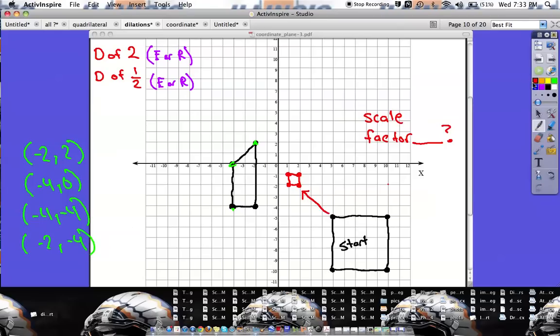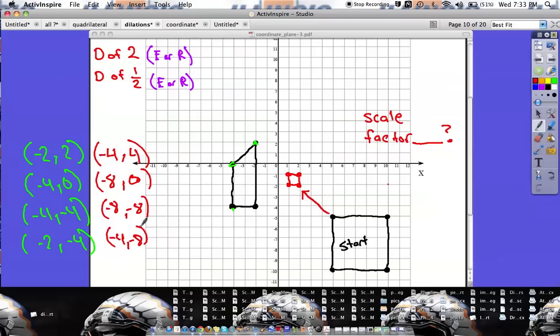Let's do the dilation of 2, which is like multiplying everything by 2, making it twice as big. So twice as big here is going to be negative 4 and positive 4. Twice as big here is going to be negative 8 and still 0, because 0 times 2 is 0. Here we have negative 4 times 2 is negative 8, and negative 4 times 2 is negative 8. And then here we have negative 2 times 2 is negative 4, and negative 4 times 2 is negative 8.